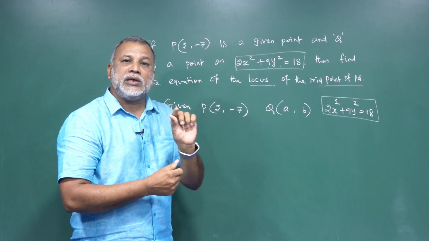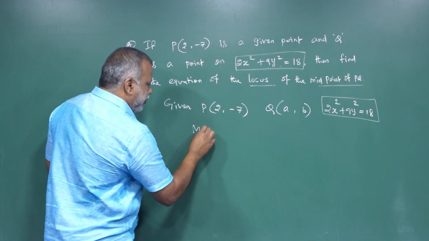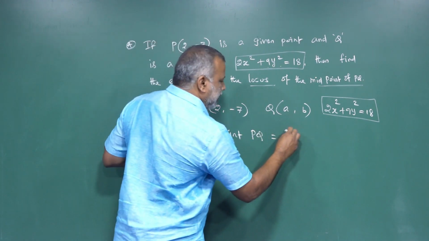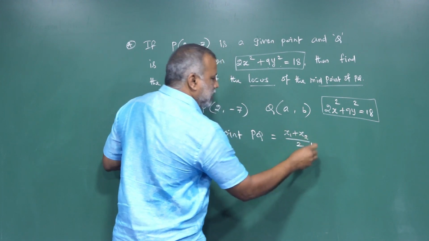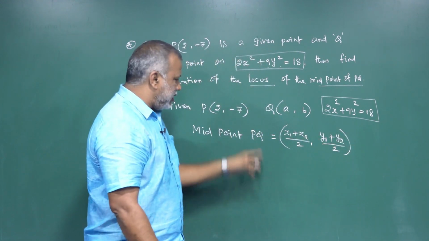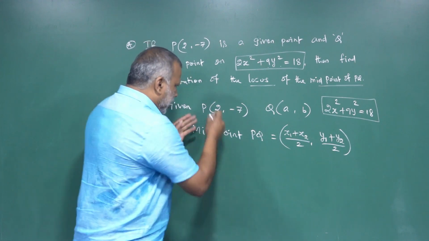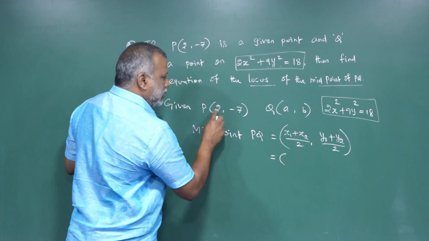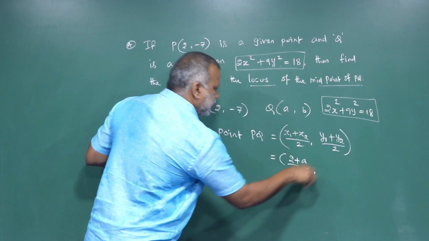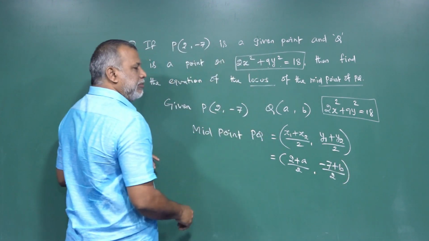So we have to find the midpoint of PQ. Now listen, what is the general formula for the midpoint? We already know it is (x1 plus x2) divided by 2, comma (y1 plus y2) divided by 2. This is the general information from your lower classes. So the midpoint of PQ is (2 plus a) divided by 2, comma (minus 7 plus b) divided by 2.